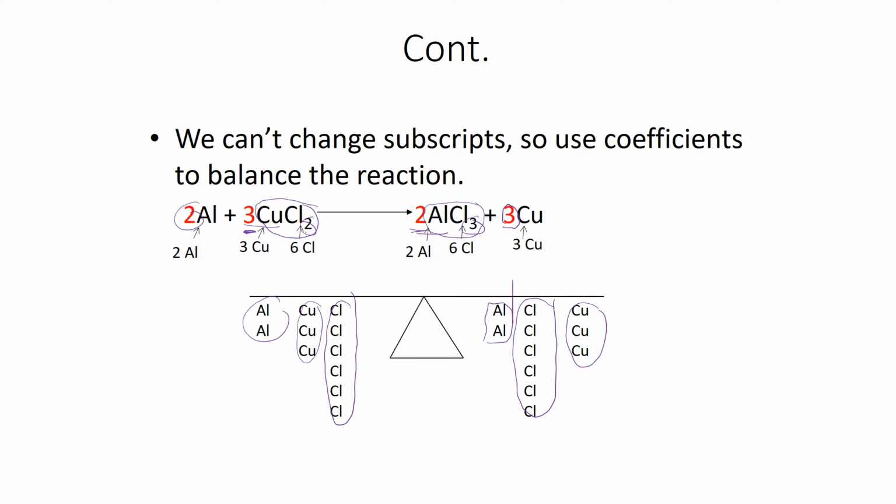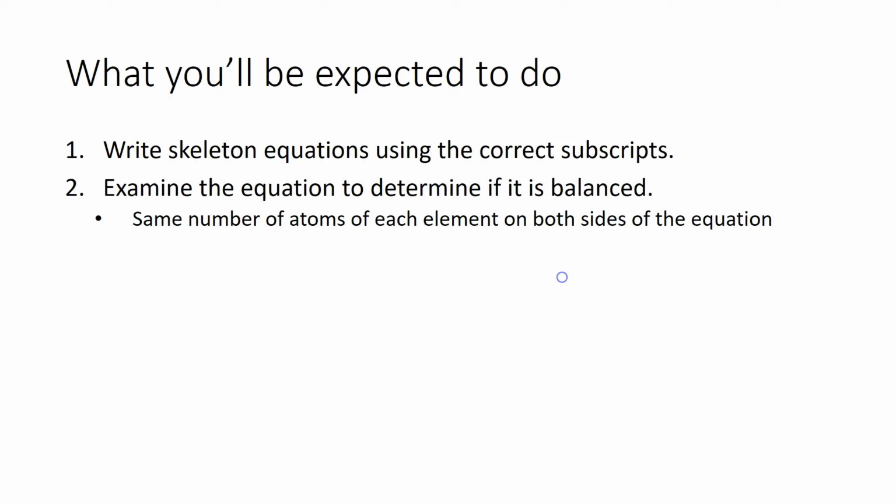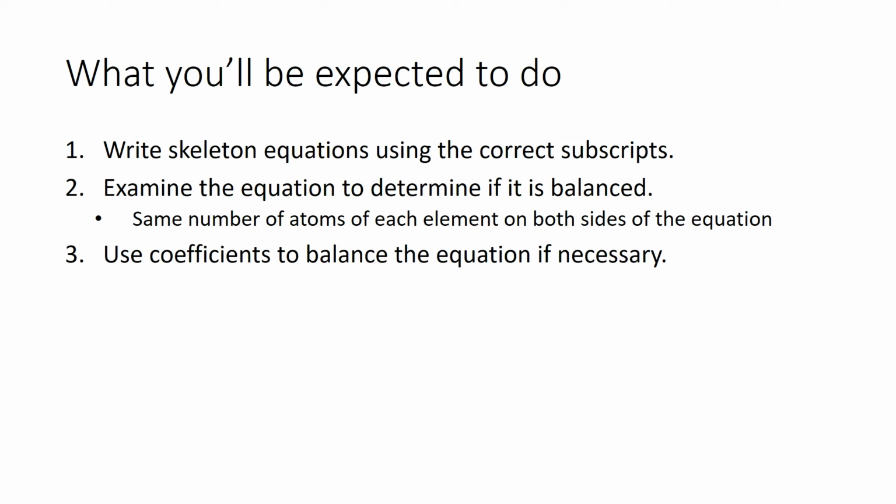Okay? So what you're going to need to be able to do: write skeleton equations using the correct subscripts. Examine the equation to determine if it's balanced, right? So you're going to look at each individual element and try to make sure that they come out to the same numbers on both sides. And then you're going to use coefficients to balance if necessary.